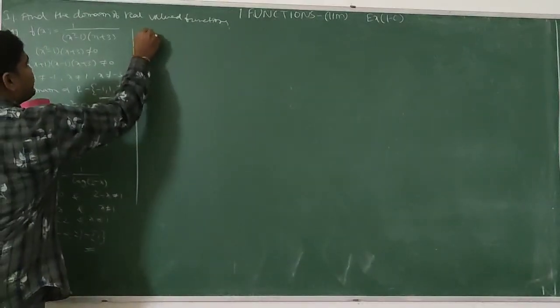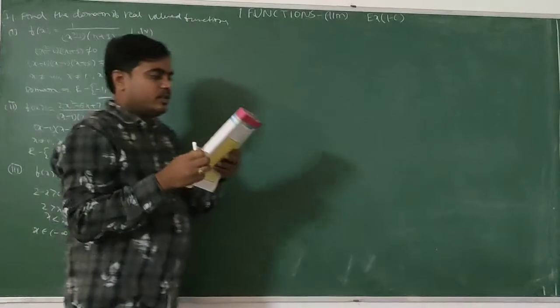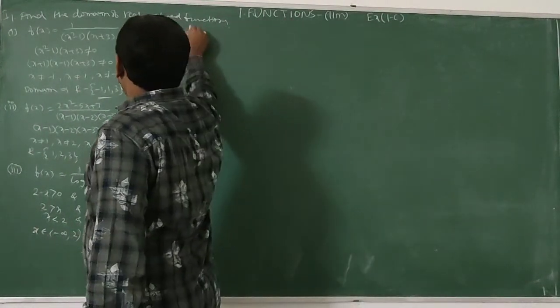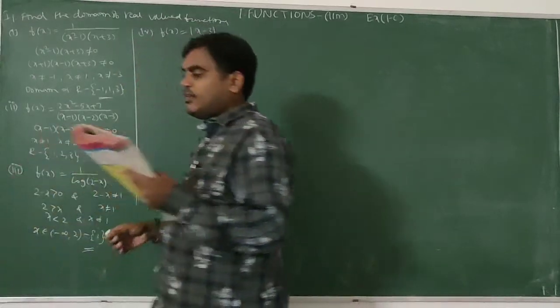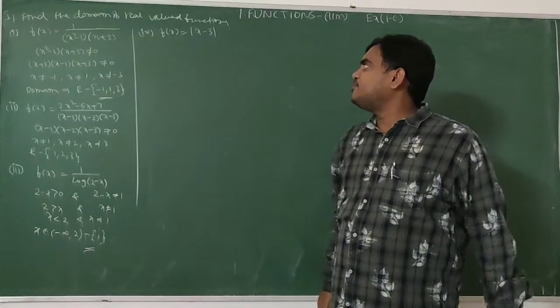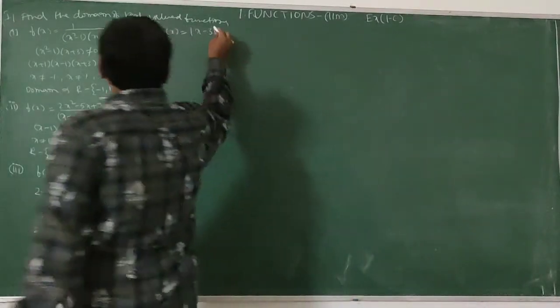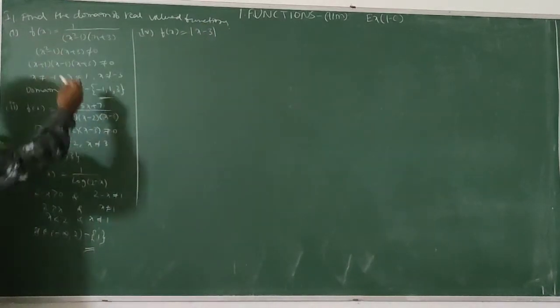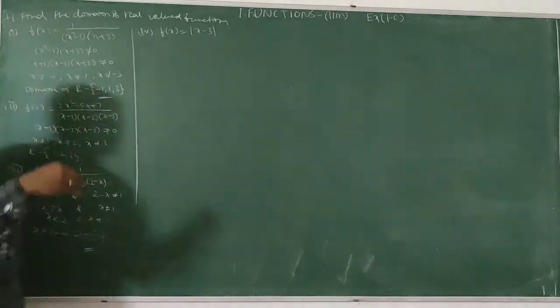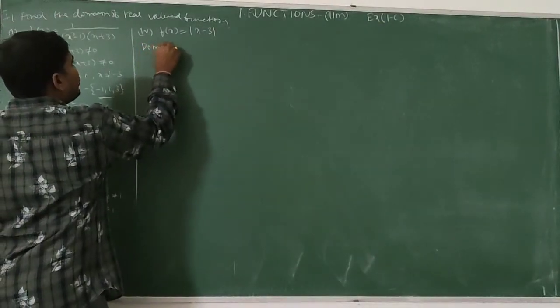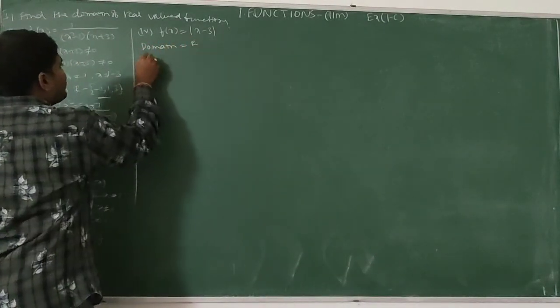Now fourth one, f of x equal to mod of (x minus 3). Modulus exists for all real numbers. Here the denominator won't be equal to 0. Logarithm exists for positive values, but modulus exists for all real numbers. So domain equal to R. So the domain is the real number system.